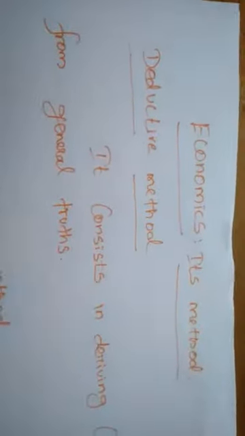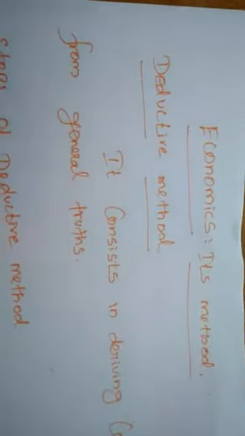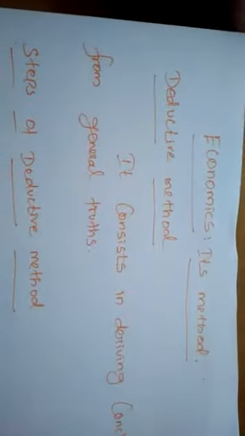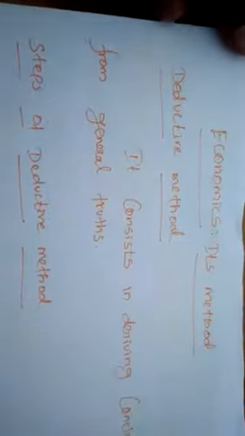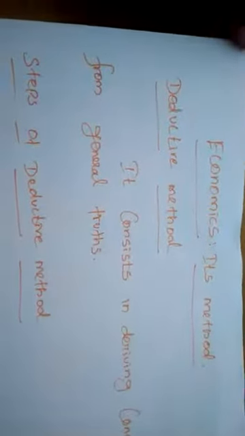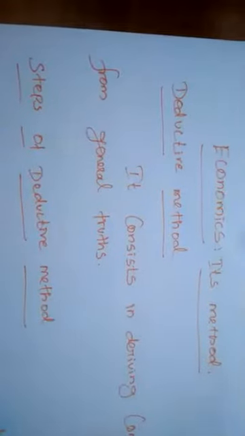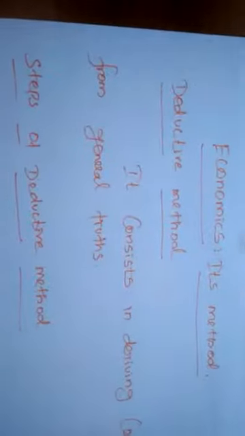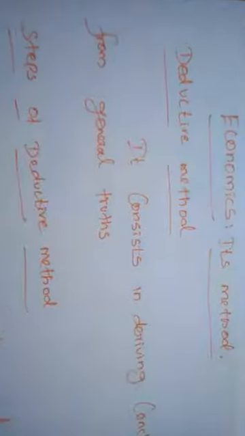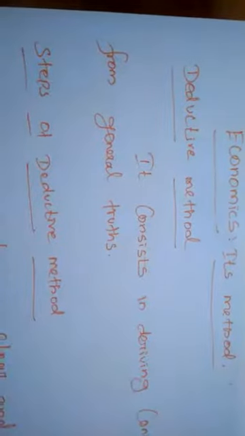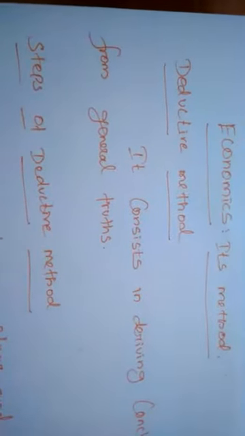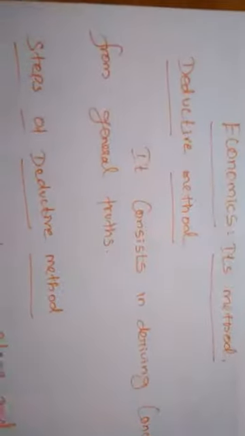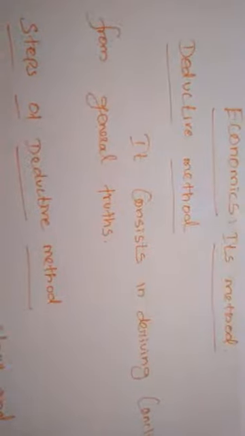Economics and its methods. Now in economics we are studying and analyzing different laws, facts and theories. When we are studying the theories and laws, we have to use different types of methods to analyze them. So what methods are used to analyze economic facts and theories? Two types of methods are used: the first one is the deductive method, and the other is the inductive method.